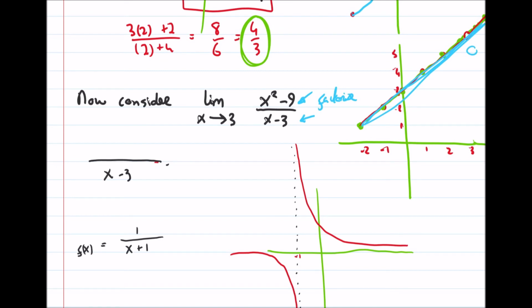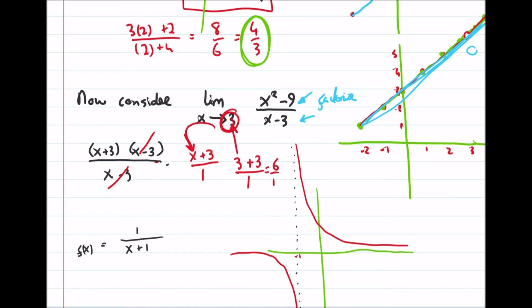So we have x minus 3 in the bottom, and I notice we have an x squared minus 9 on the top, which is the difference of two squares, factorizing to x plus 3 times x minus 3. These will cancel, this and this. So I get x plus 3 over 1. Now I can put in my limit, 3, and I get 3 plus 3 over 1. I put in this 3 for the x. I get 3 plus 3, which is 6 over 1, which is 6.